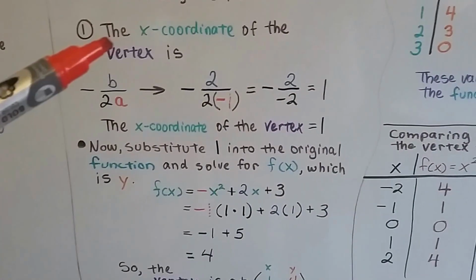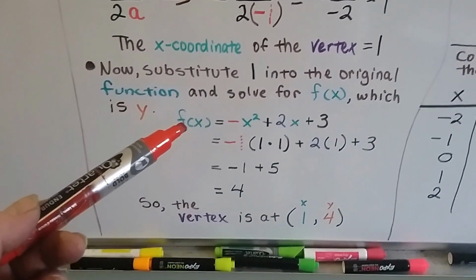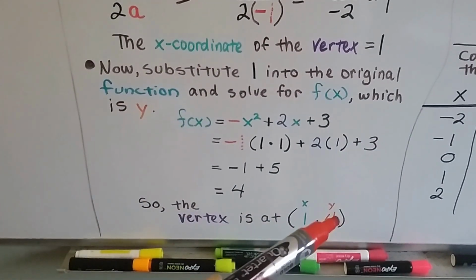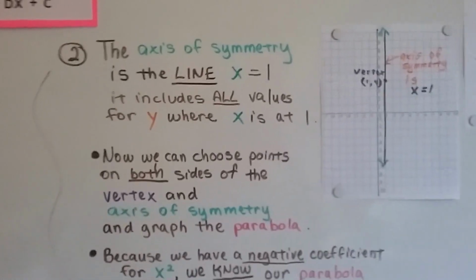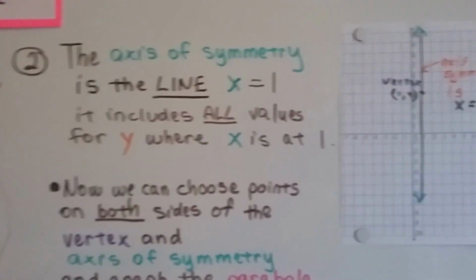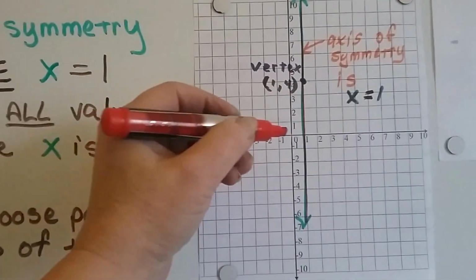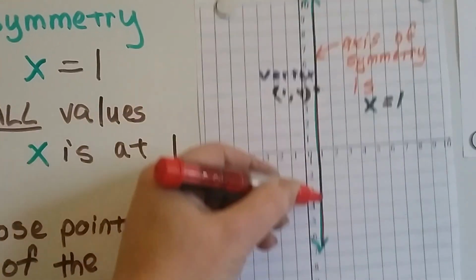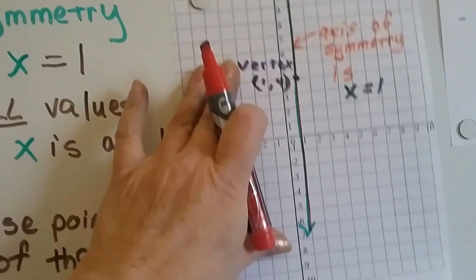See? We figured out the x-coordinate, it's 1. And now we figured out the y-coordinate, the function of x, as 4. We know where to put our vertex when we graph this. So the axis of symmetry is the line x equals 1. It's the entire line. Here's 1 for x. X equals 1. It's the whole entire line. That's our axis of symmetry.